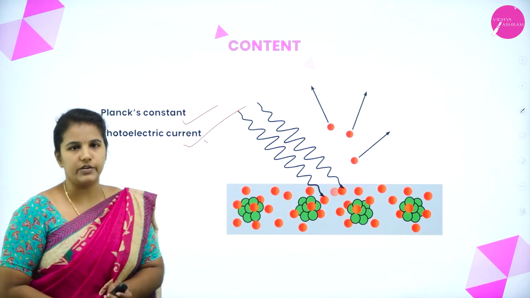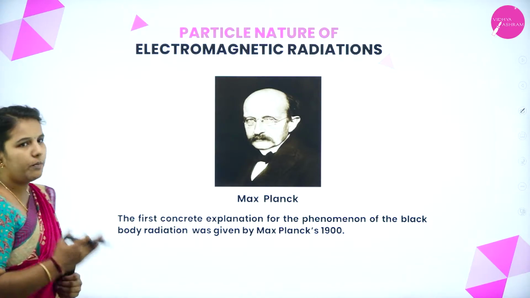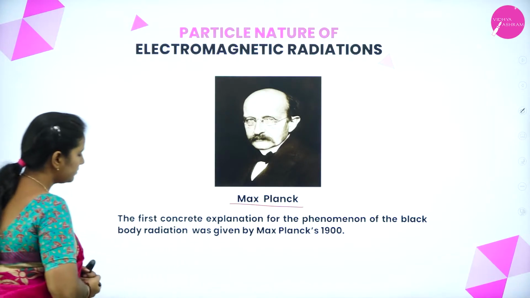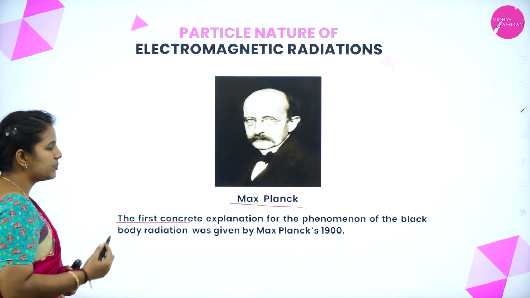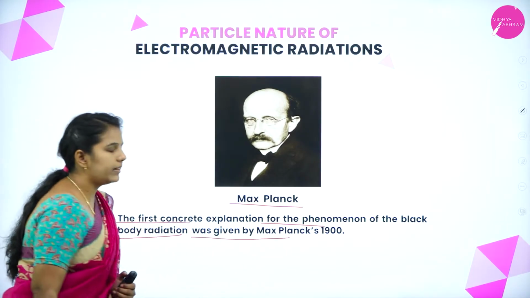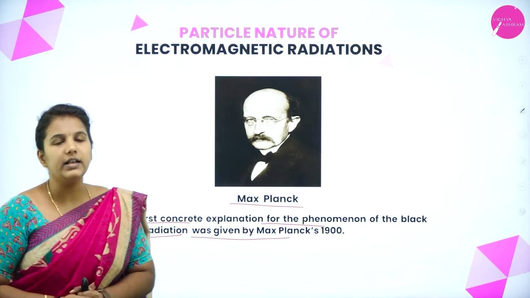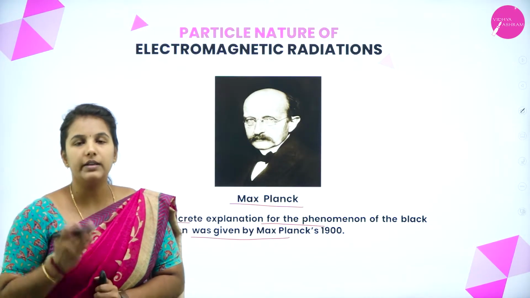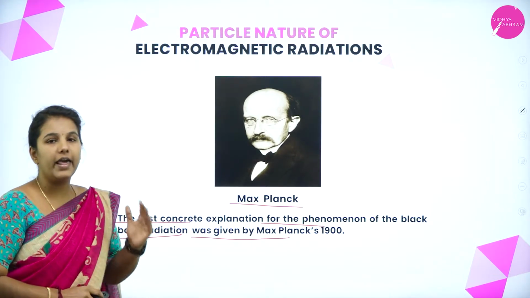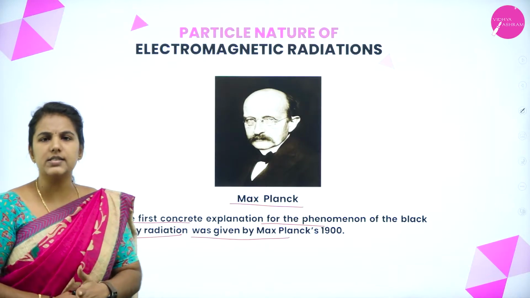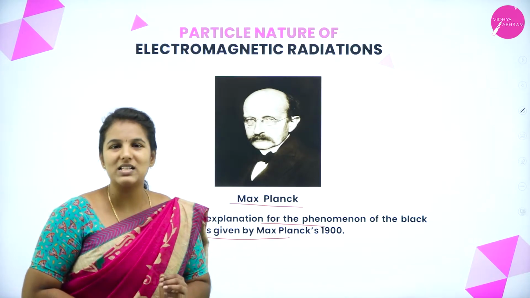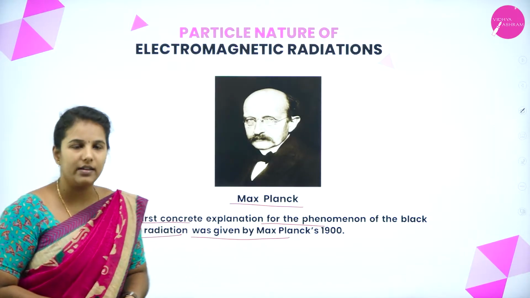Let us understand first. The particle nature of electromagnetic radiation was first studied by Max Planck, and the first concrete explanation for the phenomenon of blackbody radiation was given by Max Planck in 1900. So remember, Max Planck was a scientist who studied the particle nature of electromagnetic radiation, and he discovered the phenomenon of blackbody radiation. Now let us understand what that blackbody radiation is.